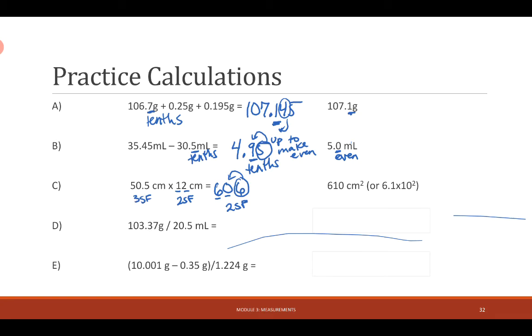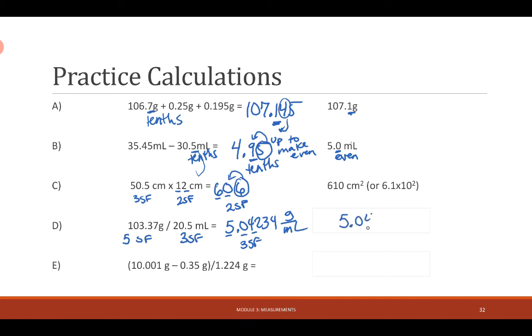And now we'll do our next one, which is 103.37 divided by 20.5. And our calculator output is 5.04234. And then our unit is going to be grams per milliliter. I'm going to have 3 sig figs in this number, and 5 sig figs in this number. And so I'm going to need to keep 3: 1, 2, 3. So it's going to be 5.04 grams per milliliter. The 2 we round down.